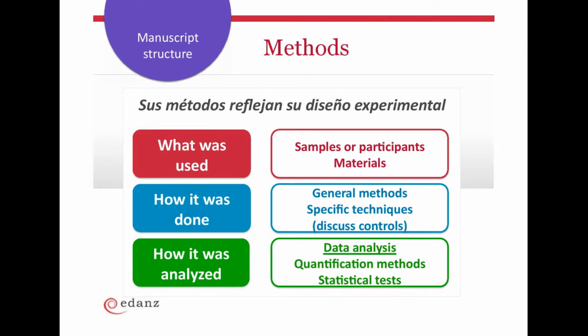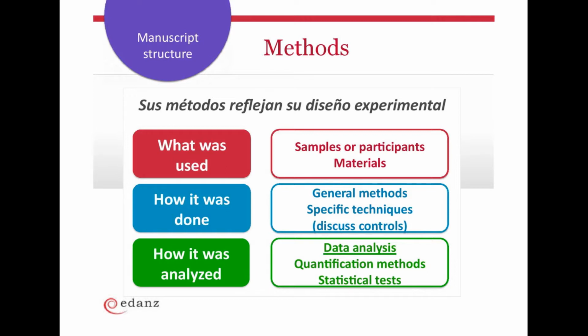What you need to remember is your method section discusses your experimental design. And because of that, peer reviewers are going to read your method section very carefully. So you first talk about what you used in your experiment.